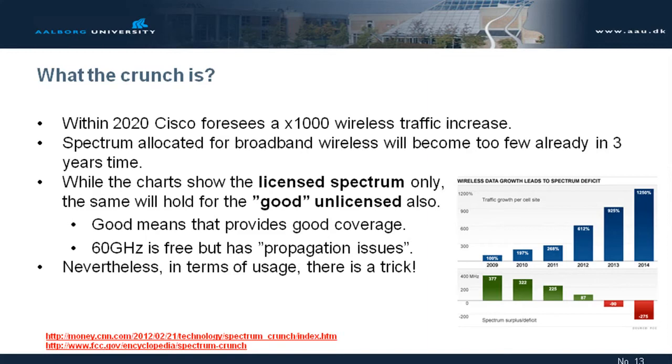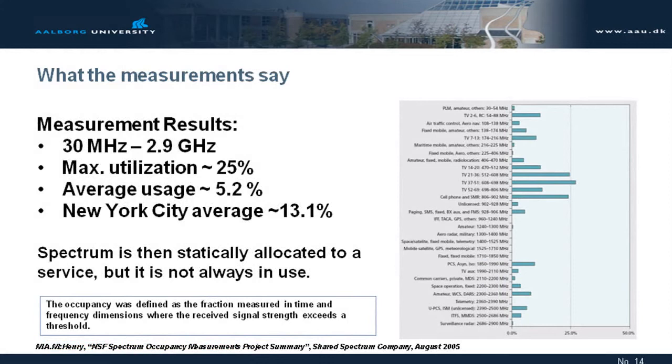So, let's say, now we know that we have a problem. But, there is a but. There were some measurement results that were done, and they are still done today, but the big boom happened in 2002 when the Federal Communication Commission issued their own report on spectrum utilization. So, okay, now we have some spectrum allocated to someone, but how much is it really used? As you can see from the chart, from 30 megahertz to 2.9 gigahertz, the maximum utilization of the spectrum is 25%. And in New York, which is, I suppose, a big town, I've never been there, but I suppose that there will be a lot of people calling and making data traffic and whatever, the city average utilization is 13% in frequency and time. We are talking about these two big domains.